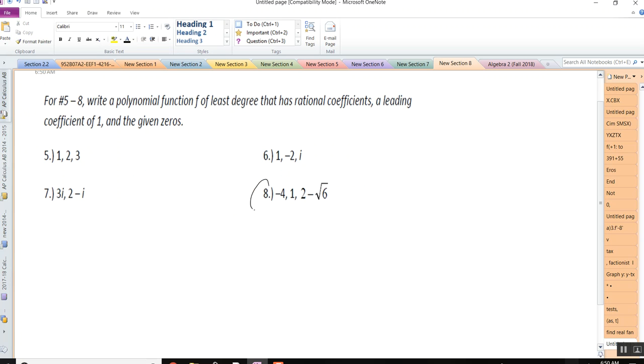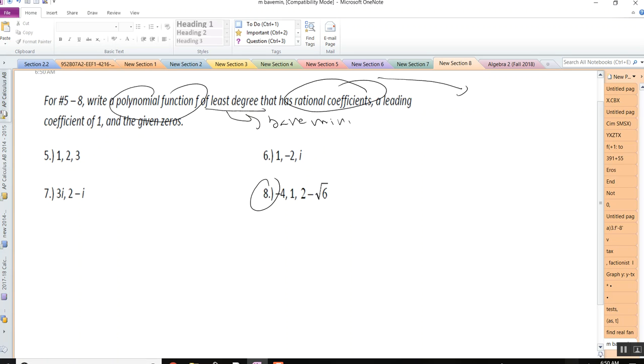Okay, so let's focus on number 8. I'm asking you to write a polynomial function of least degree. That means I don't want you doing like a 5th or 6th degree. Just do the bare minimum. But your coefficients have to be rational, so it means no imaginary or square roots in your coefficients.